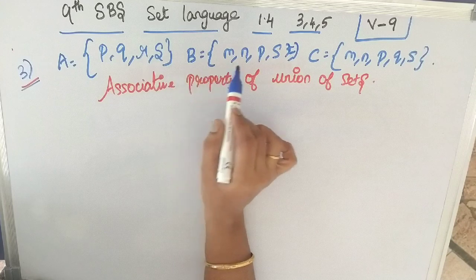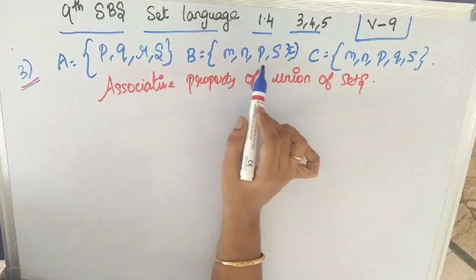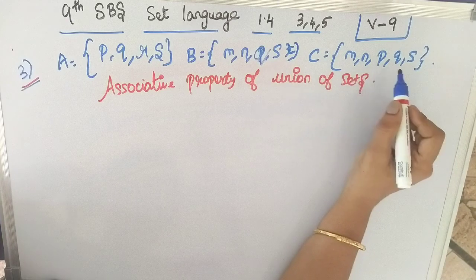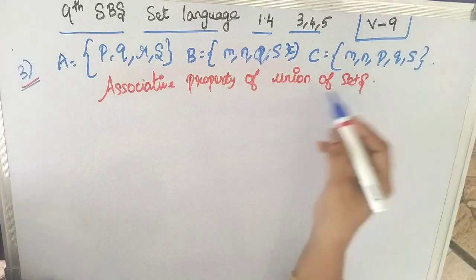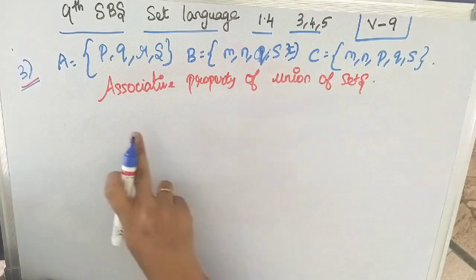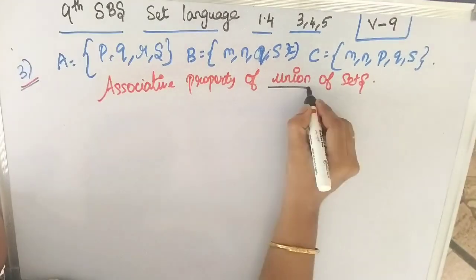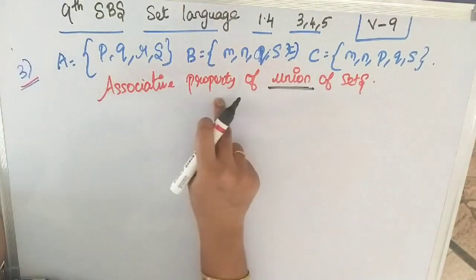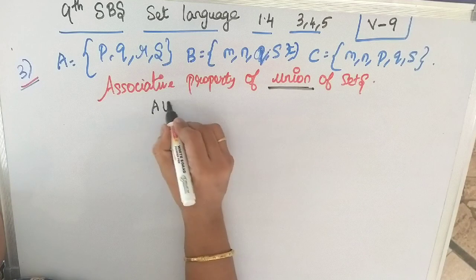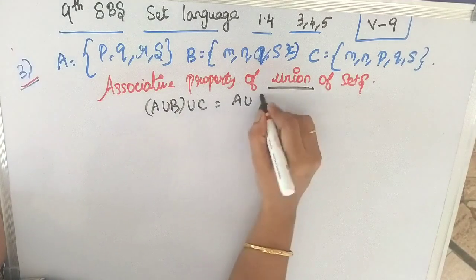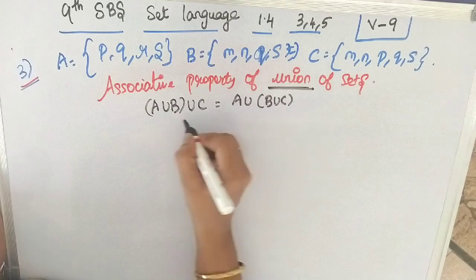Here, the third sum: A is equal to {P, Q, R, S}, B is equal to {M, N, Q, S, T}, C is equal to {M, N, P, Q, S}. We have to find the associative property of union of sets. Note that we have to verify the associative property of union of sets. What is the associative property of union of sets? A union (B union C) is equal to (A union B) union C.